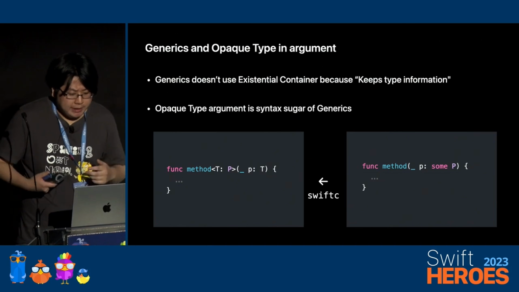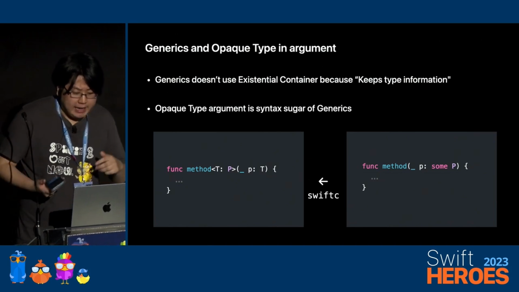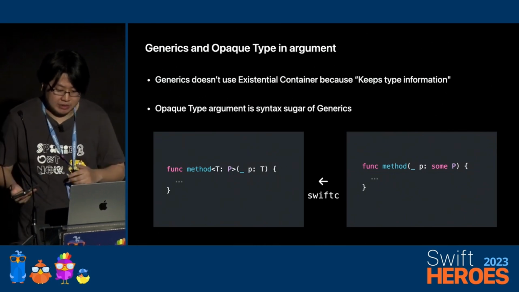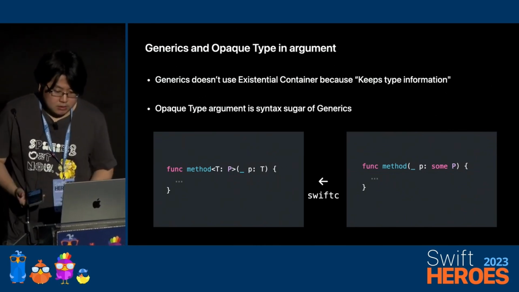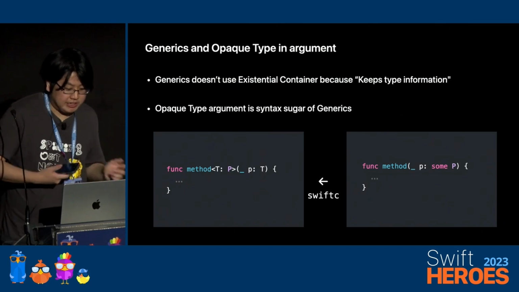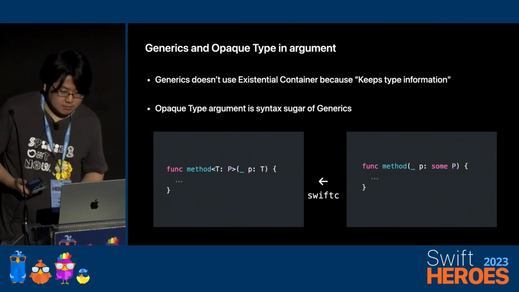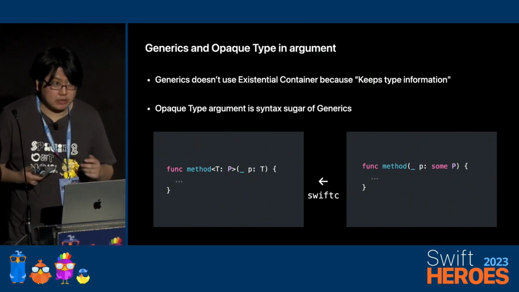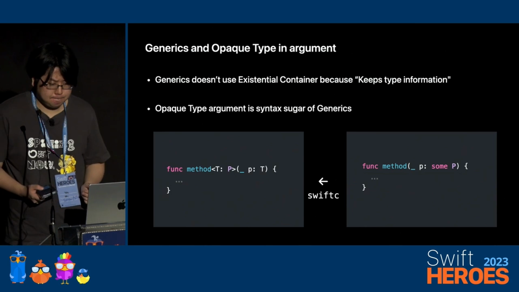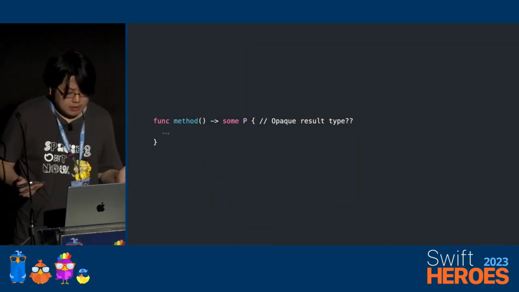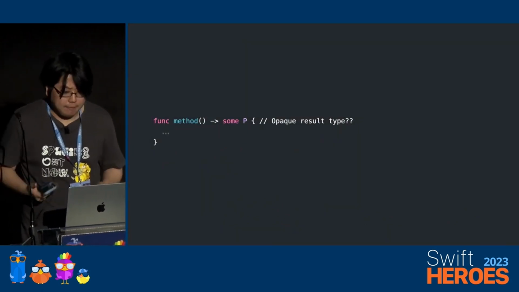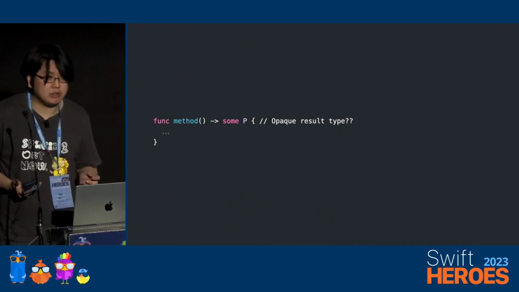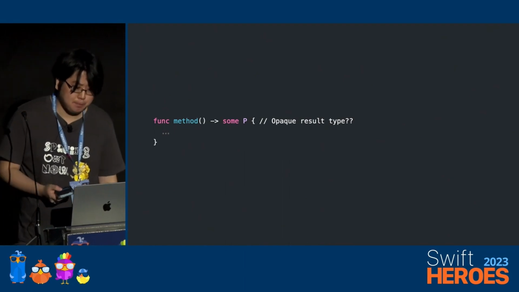In fact, the Swift compiler compiles an opaque type in an argument to generics. In other words, the left code and right code are almost the same. And an opaque type in an argument is syntax sugar of generics. That's why an opaque type in an argument doesn't require the existential container. However, how about an opaque type in the return type, which is named opaque result type? How is it treated, and why was it introduced?